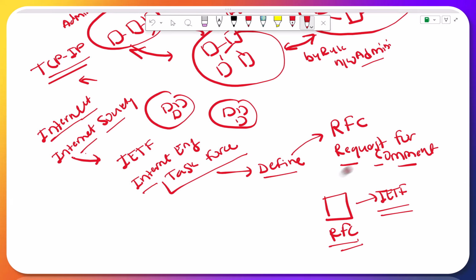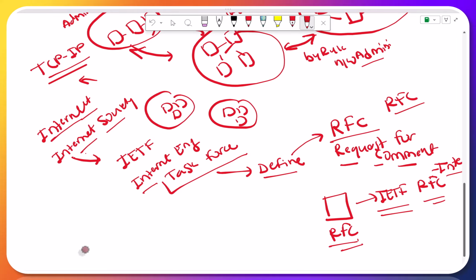So they will study your RFC. If they find that it is good, it helps in some way, then that RFC will be considered and it will be officially pushed into the internet. Okay, so that's how the protocols and all the internet evolution happens, right? Everything is documented in the form of RFC.